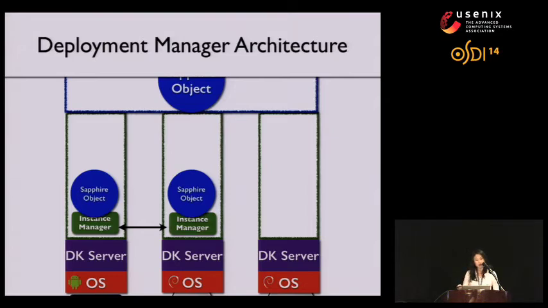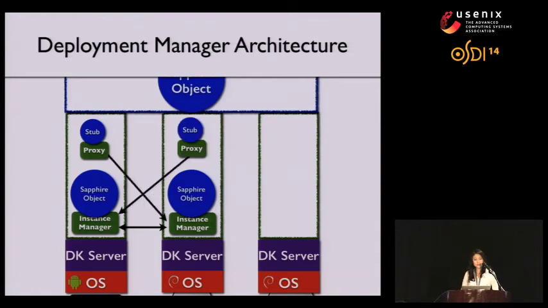Next, the kernel is going to create a proxy for accessing this Sapphire object, or sorry, a stub, and it's going to create the proxy component along with it. And the proxy can call the instance manager in order to make RPC, and every reference to the Sapphire object gets its own proxy. And finally, the kernel creates the coordinator.